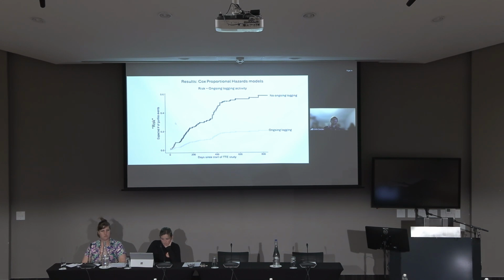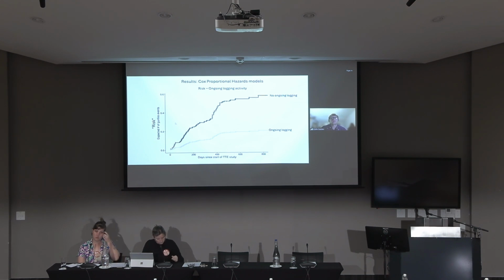And then the final variable for which we found support was ongoing logging activity. So during the months and at the sites in close proximity to ongoing logging, the risk of gunfire event was substantially reduced. That actually contrasts with a couple previous studies that found increased illegal hunting in association with logging.